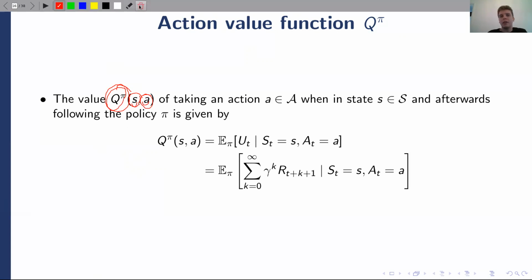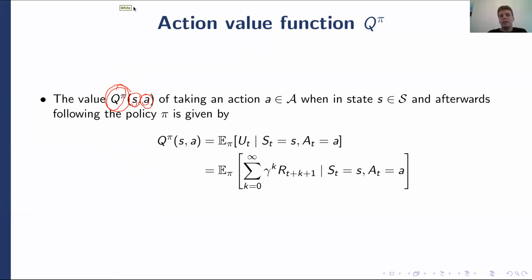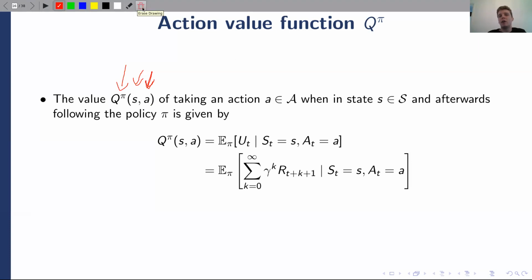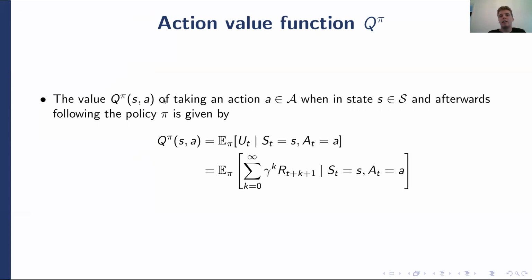Okay? So the idea here is that q of pi of S and A will give us the value of taking a specific action in a specific state, basically ignoring what the policy tells us to do, but then afterwards following the policy. Okay? So this is a way to evaluate the value of taking a specific action in a specific state and then following the policy, instead of just evaluating what is the value of the current state under the policy.